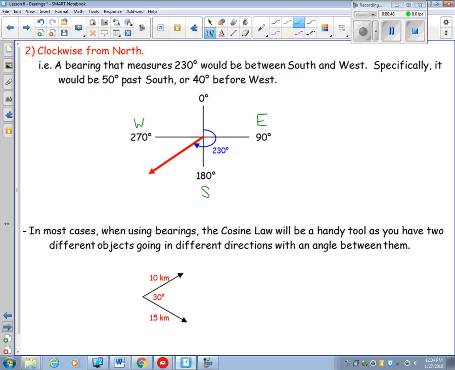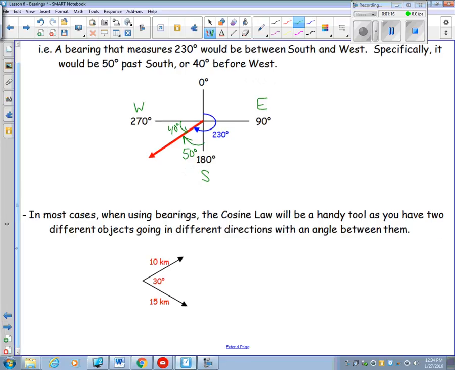Then when we talk about a bearing such as 230, we're actually given a bunch of information. 230 is where the bearing ends up. Because we've gone 50 degrees past south, we could put a 50 in here. Or we haven't gone quite to 270. In fact, we've gone 40 degrees short of it. We could put the 40 in there. And either way, that would help us maybe solve a triangle. In many cases, you'll be using the cosine law because you'll have two objects going in different directions for a certain length of time or a certain distance, and you'll know the angle between them, which is sort of the basic setup for a cosine law question.